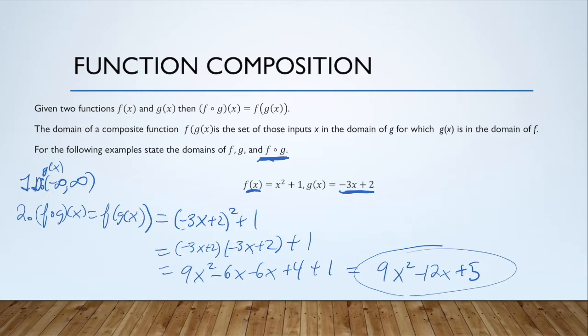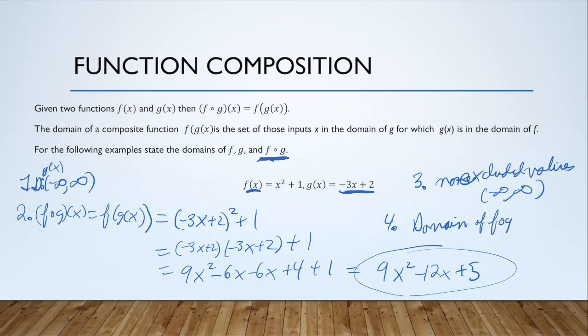Are there any restrictions on that domain? No, there are no excluded values, right? My domain is from negative infinity to positive infinity because it's a parabola. So for our final step, the domain of our composite function would be where these two domains intersect. Well, that's everywhere. So the domain of our composite function is all real numbers, or negative infinity to positive infinity.